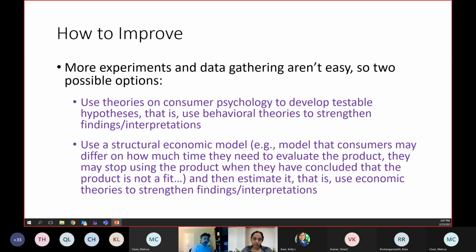So I think there are two possible options on how to clear the issue. One possible option, both are the same in some sense, is to use some theory where the data falls short. You can use some theory to enhance your interpretations of your results. One could be theories on consumer psychology. I don't know much about those, but I know there is a huge literature in marketing. There are several journals that publish a lot of papers. From there, you can develop testable hypotheses.